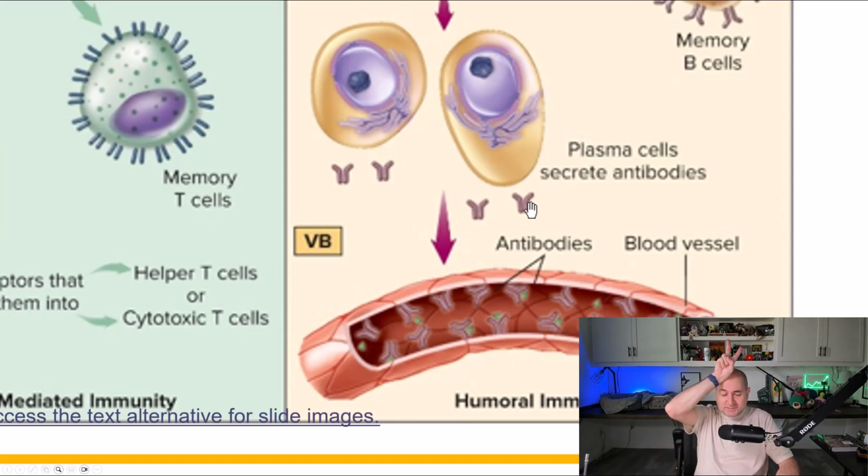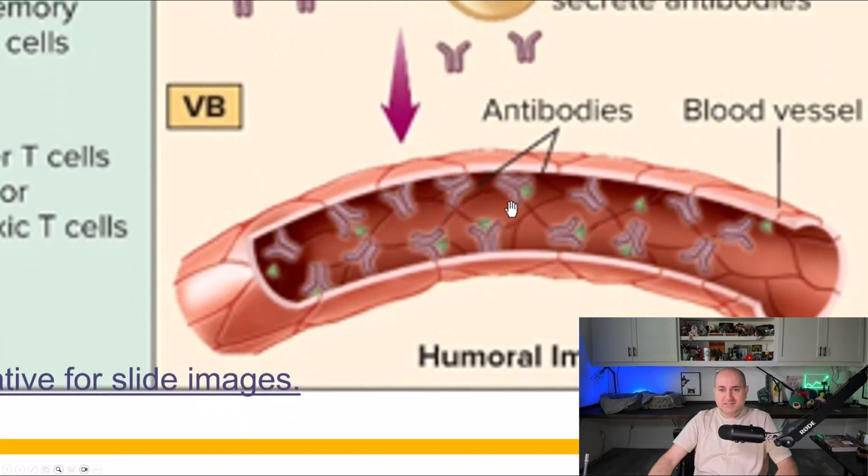So instead of it being a surface receptor, the B cell receptor was on the surface of the naive B cell. Once it becomes a plasma cell, it just spits them into the blood, right? That's why you have antibodies in your blood. And then those antibodies float around in the blood. If those antibodies ever come into contact with that particular antigen that they recognize, lock and key style, they will bind to it.